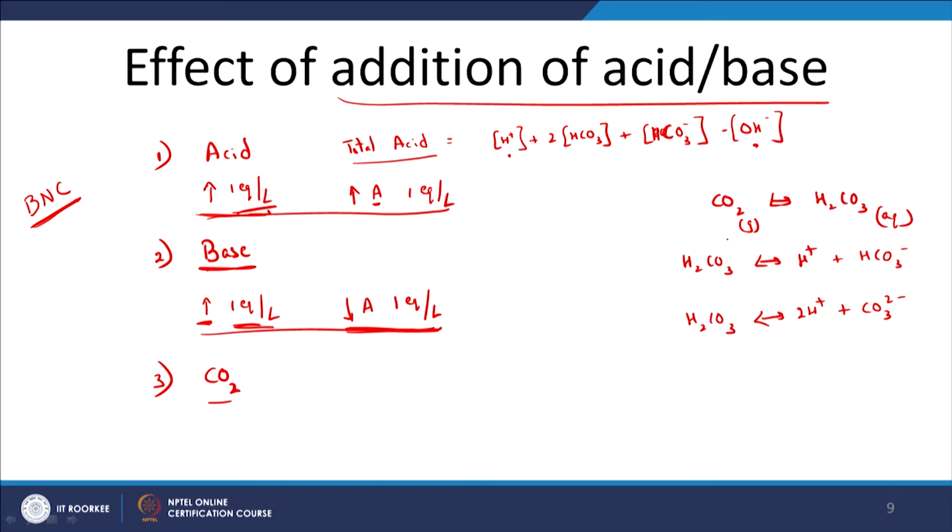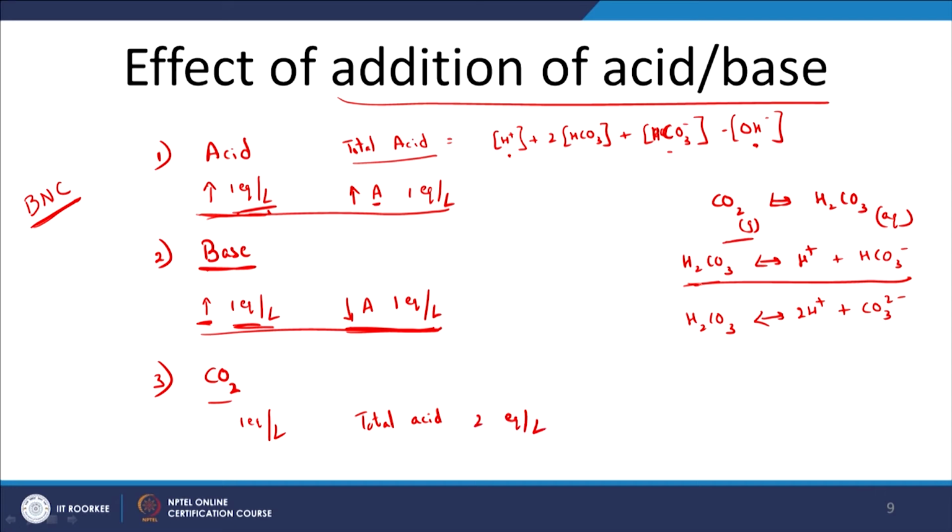Right. So, let us say if I add 1 equivalent per liter, let us see what the effect is going to be. Let us consider this case first. H plus is going to increase and HCO3 minus is going to increase. So, for 1 equivalent per liter increase, the total acidity is going to increase by what, please? Units of 2, right, 2 equivalents per liter.